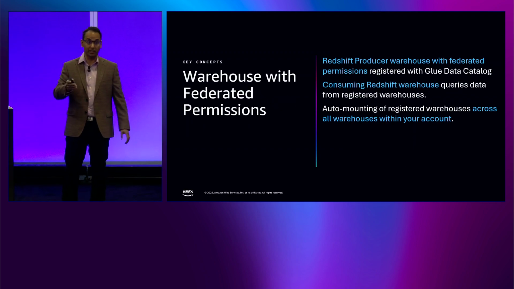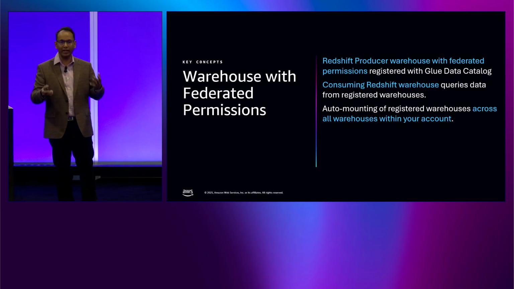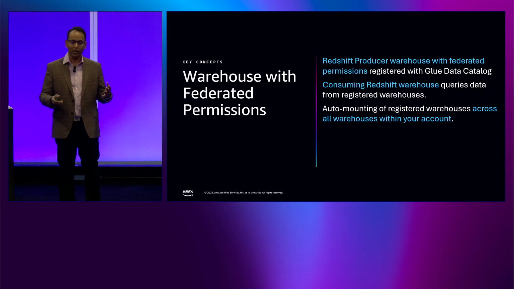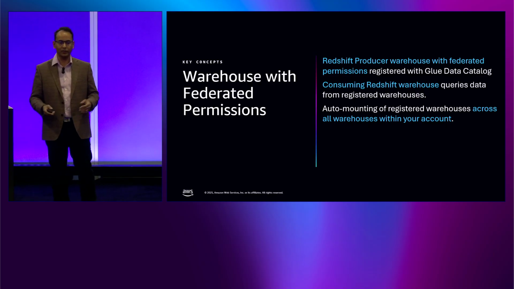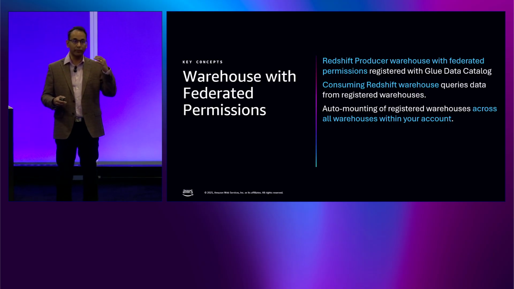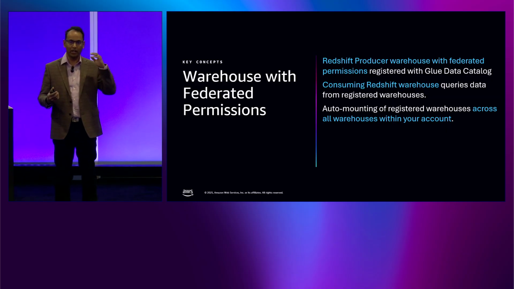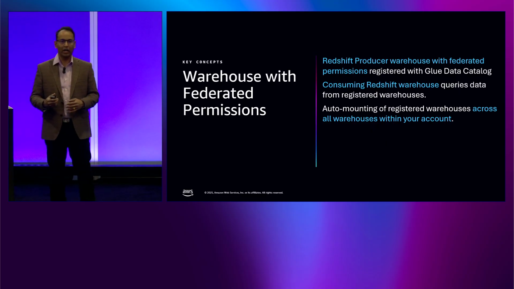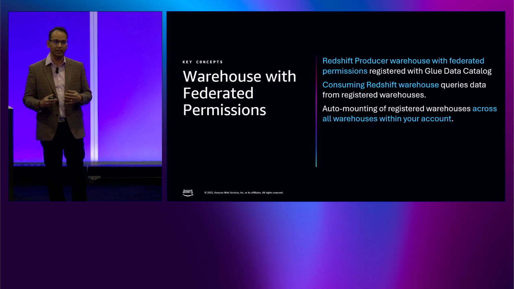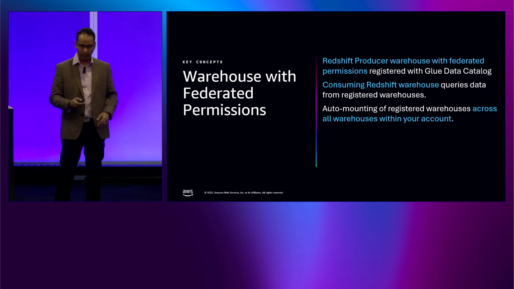So a couple of key concepts here. If you have data that you want to share, all you have to do is register with the Glue catalog. It's also called a producer warehouse. If you want to access the data, it's a consuming warehouse. In that case, you don't have to really do anything. The warehouses will be auto-mounted, and now you can start querying the data from those warehouses based on the permissions that you have.